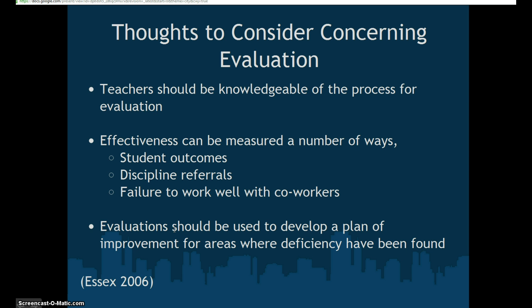Teacher effectiveness can be measured in an evaluation a number of different ways. Student outcomes, whether that's district formative tests, state assessments, local common assessments, any of those are good ways to measure student outcomes and to determine teacher effectiveness. Also, effectiveness can be judged by discipline referrals, documented failure to work well with coworkers. There are a lot of ways to measure teacher effectiveness.